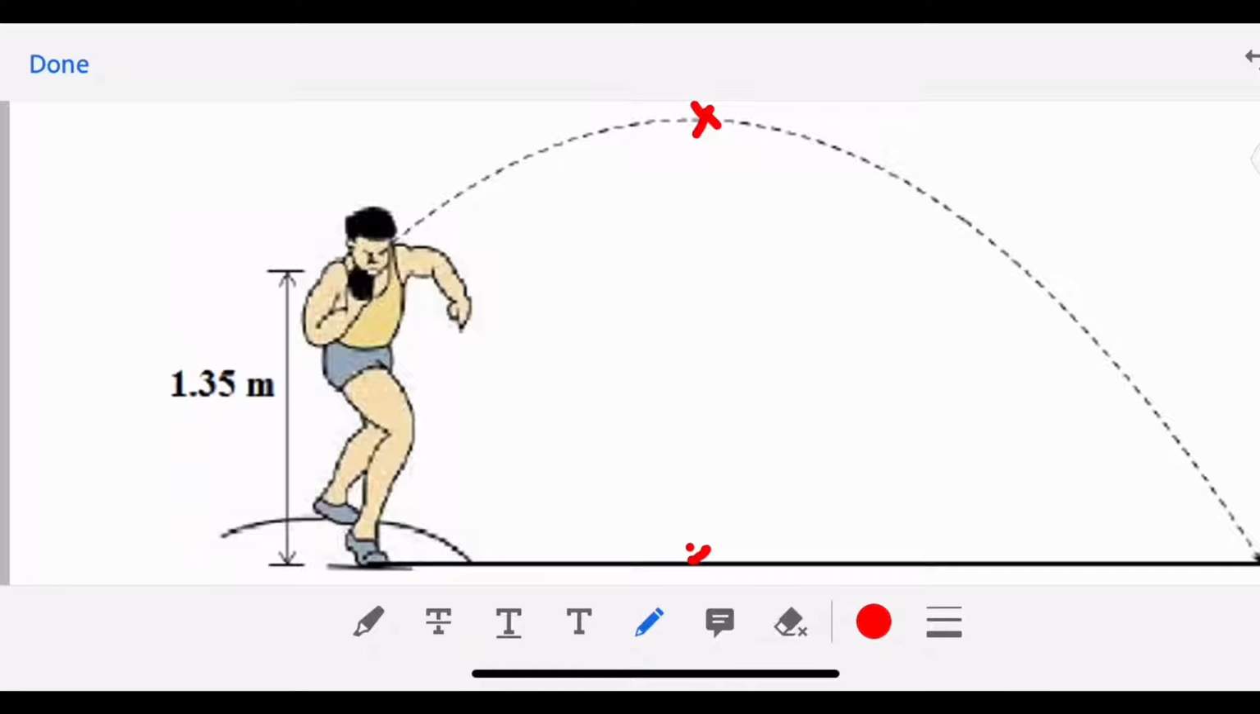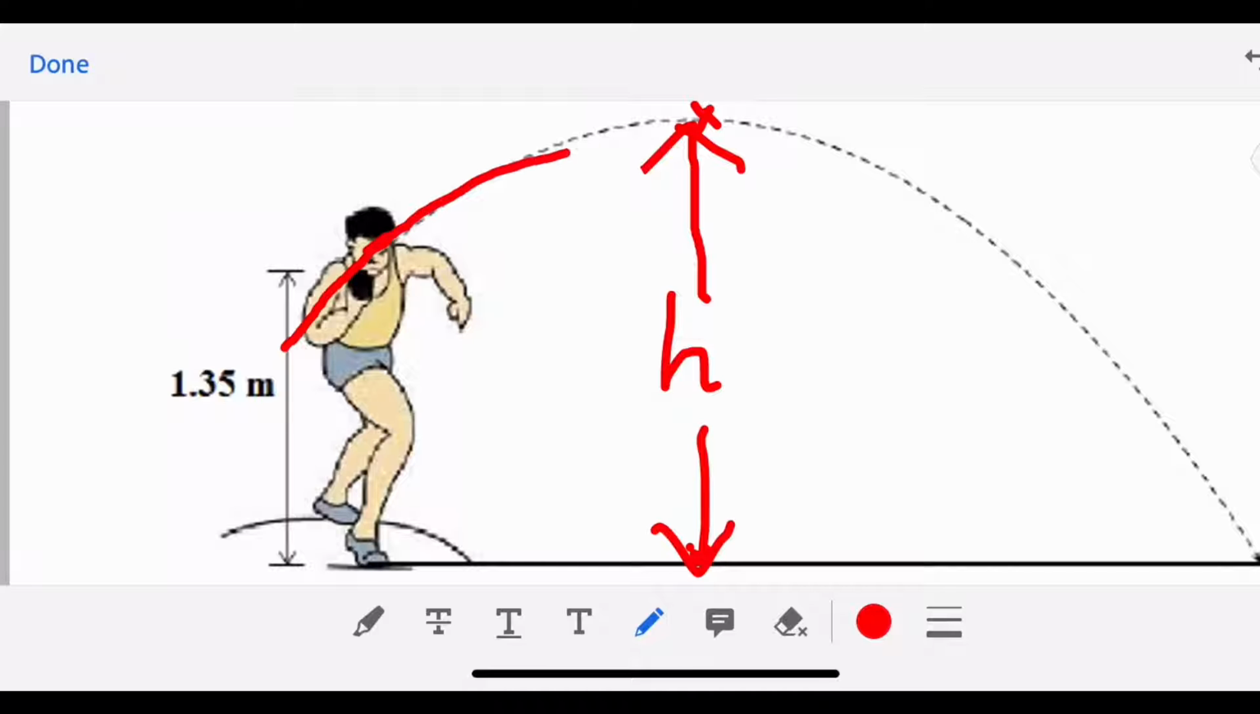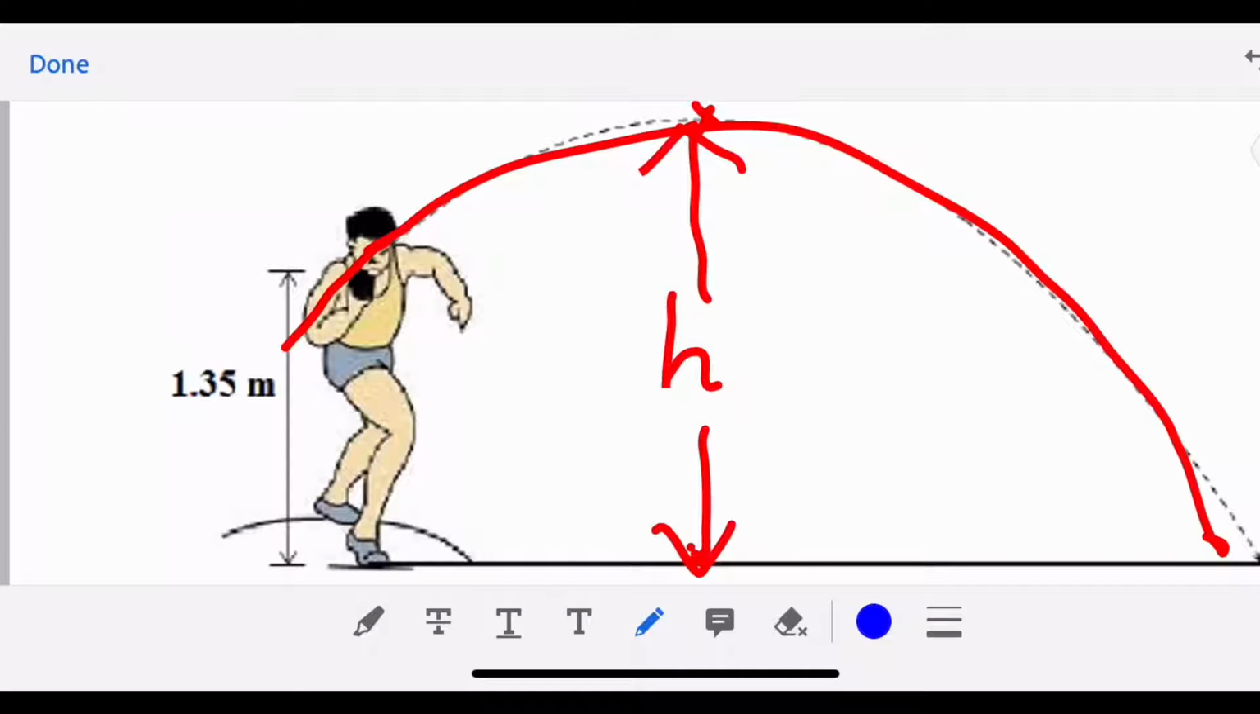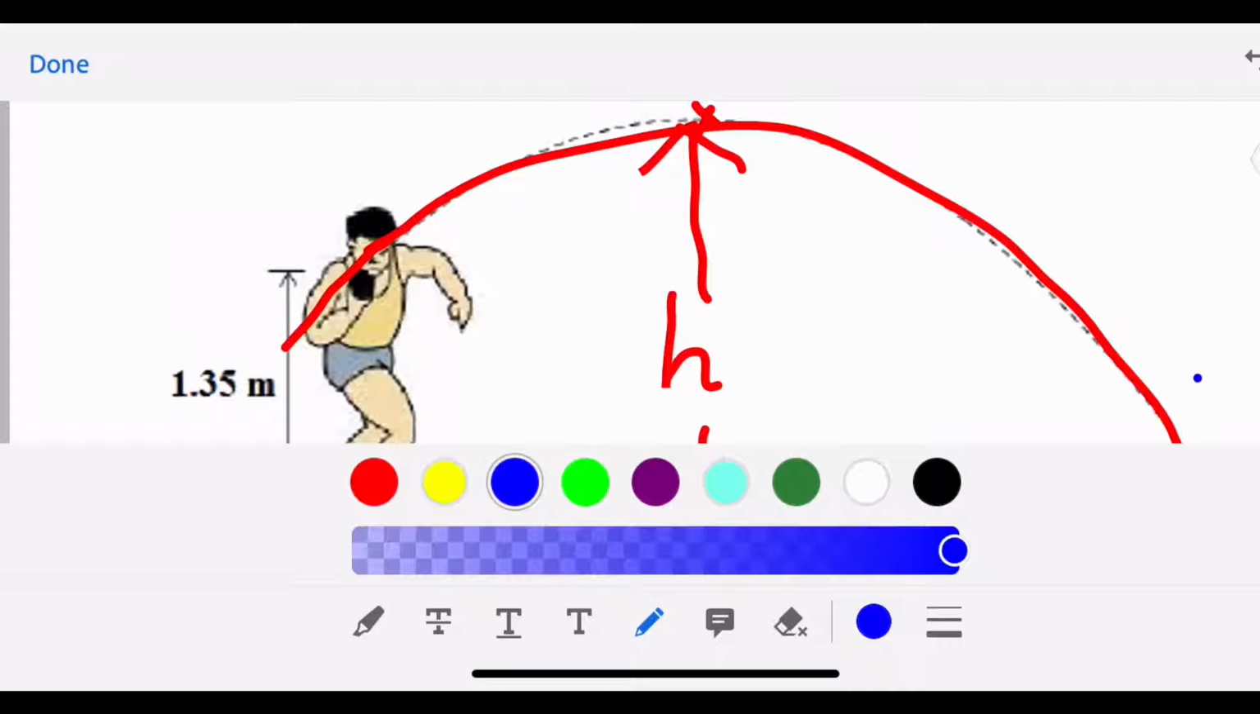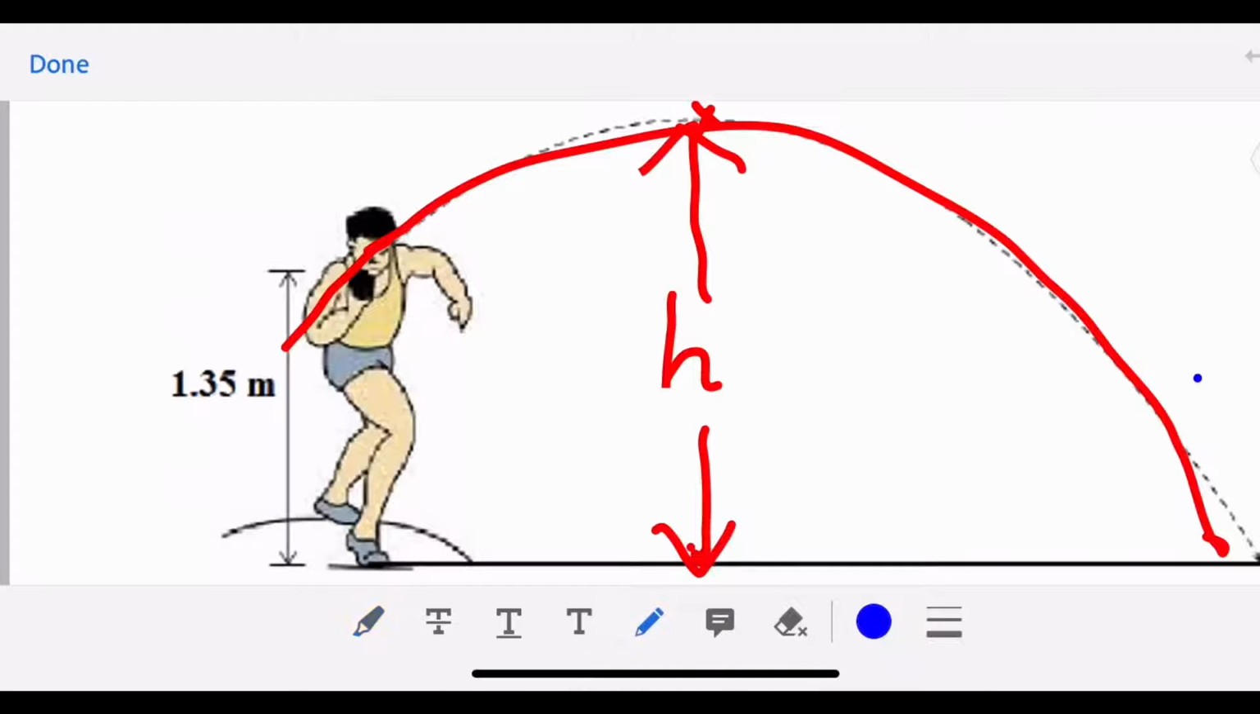That means you have to label the highest point. So I put the highest point there, and I just show you that is the distance that you need to find. That is actually the highest distance from the ground. The curve is shown in red color, and we want to find the height.